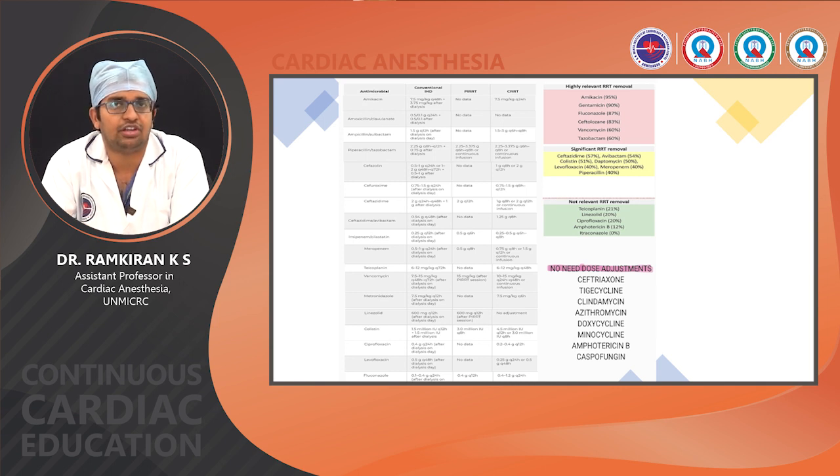I'm not going into detail of each and everything, but broadly, the drugs which do not need any kind of dose adjustments are ceftriaxone, tigecycline, clindamycin, azithromycin, doxycycline, minocycline, amphotericin B and caspofungin. The drugs which are highly cleared include amikacin, gentamicin, fluconazole, ceftriaxone, and vancomycin and tazobactam. So these antibiotics have to be dosed properly. The dosages of the common antibiotics which we use are given. You can just go through the slide.